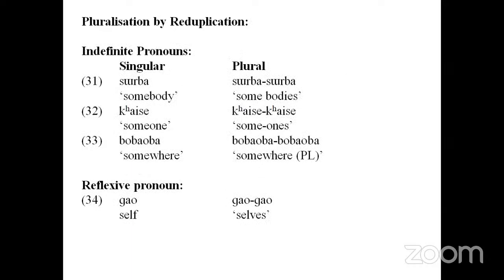Indefinite pronouns, for example: serba means somebody, serba serba means somebody's, plural; kaise means someone, kaise kaise means someone's, plural; bobova means somewhere, bobova bobova means somewhere, plural. The reflexive pronoun also makes plural by reduplication, like gau means self, gau gau means selves.